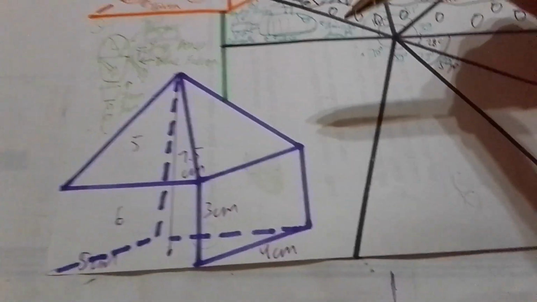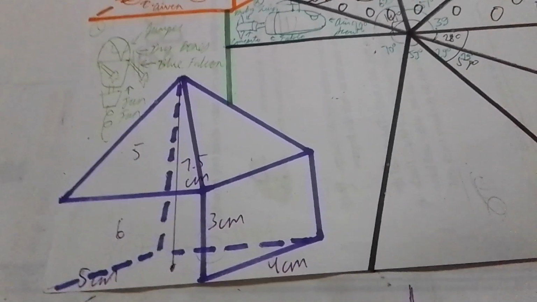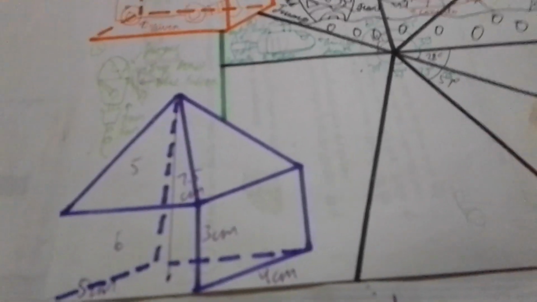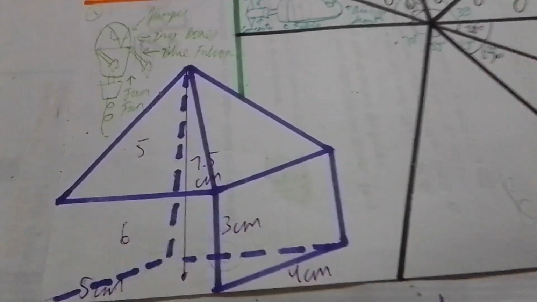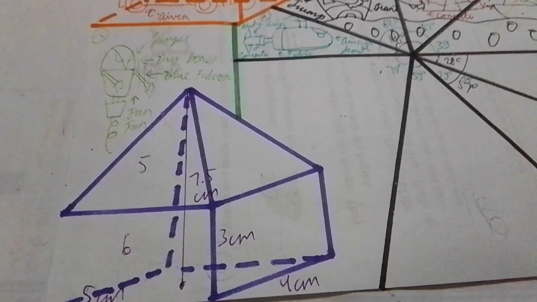Then in the pyramid, you have 5 faces, diba? But you have 4 triangles. So therefore, it's 9 faces. You just have to exclude the base of the pyramid. Moreover, you also have to exclude the top part of the prism. Alright? Now let's solve for the surface area.